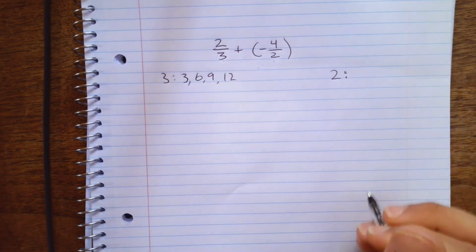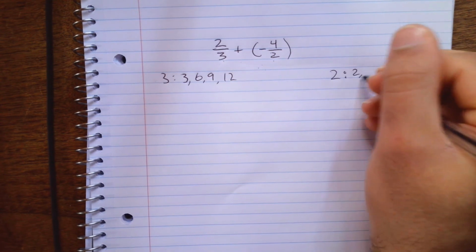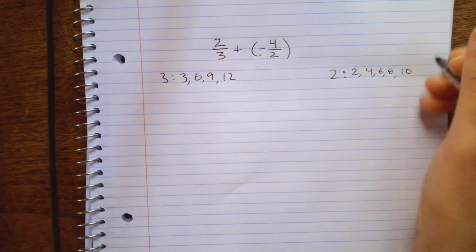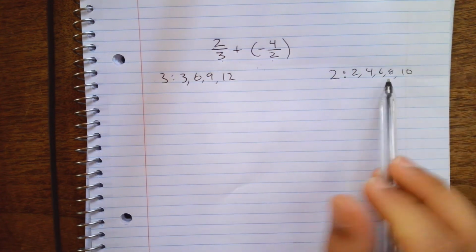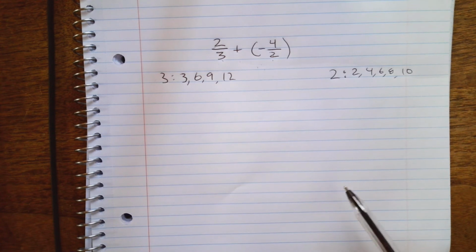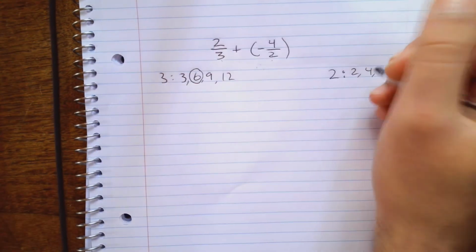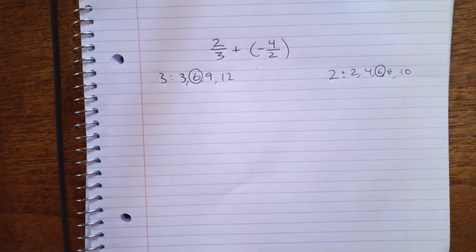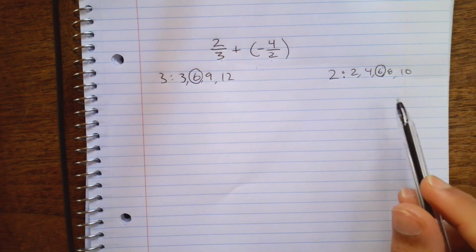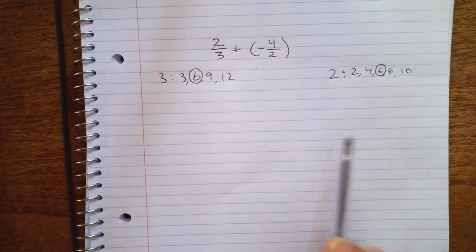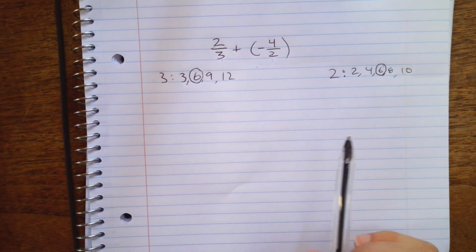What are my multiples of 2? 10? Okay. Do I have enough multiples to find my common denominator here? And what's my common denominator? And why is it 6 instead of 4 or 3? Both 3 and 2 are multiples of 6, exactly. And this is the smallest number that they are multiples of as well.